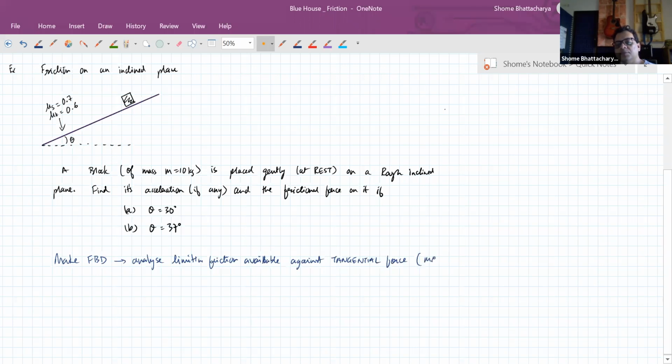So in this case the tangential force will be mg sine theta. And the limiting friction obviously is coefficient of static friction into normal reaction. So whichever dominates, that one wins. If limiting friction is greater than tangential force, then friction wins, so the object remains at rest. If the tangential force exceeds, then that one wins, and friction is not able to prevent it from slipping down the inclined plane. So hope all of you understood the question now.